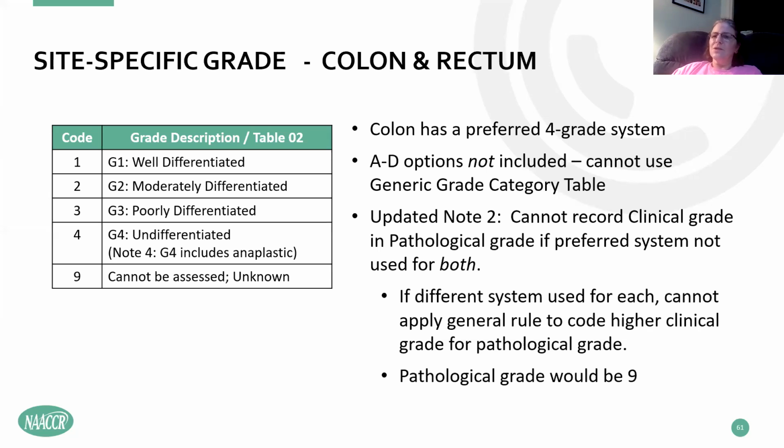So colon and rectum. Colon has a preferred 4-grade system listed here. The A through D options are not included, so you cannot use the generic grade category table for colon and rectum. And updated note 2, this was the example where if you had a moderately differentiated on biopsy and then a low grade on the surgical resection, you cannot use the clinical grade in the path grade field. You would have to use code B for the low grade.